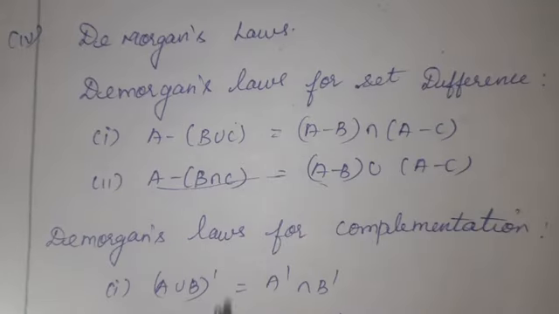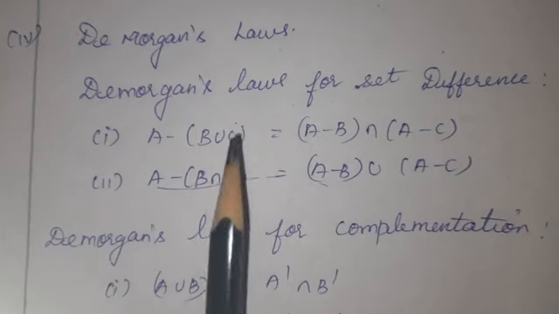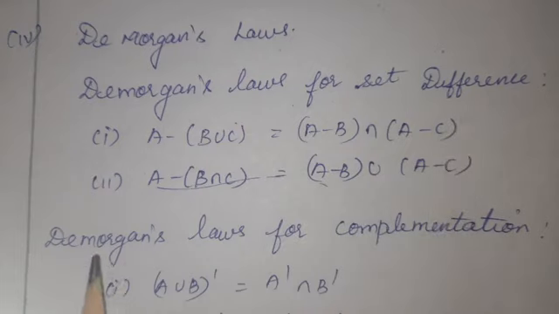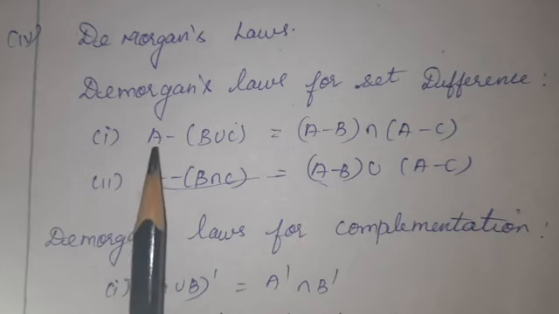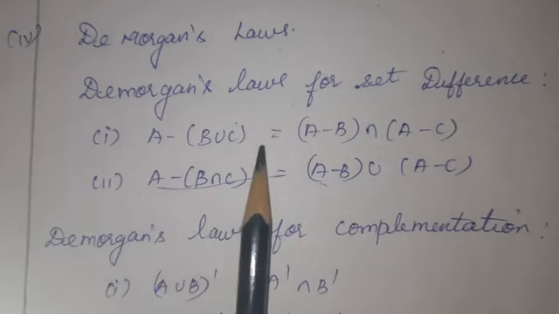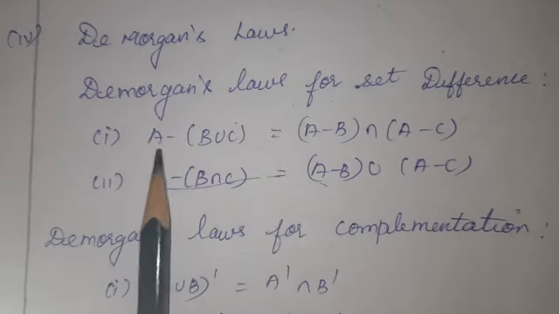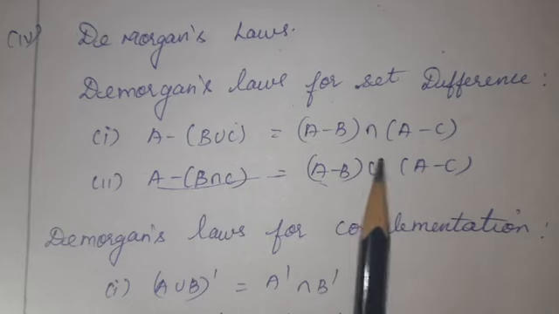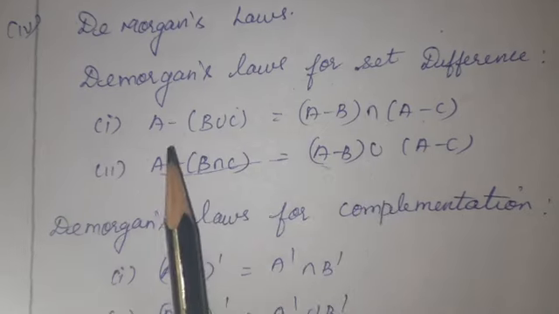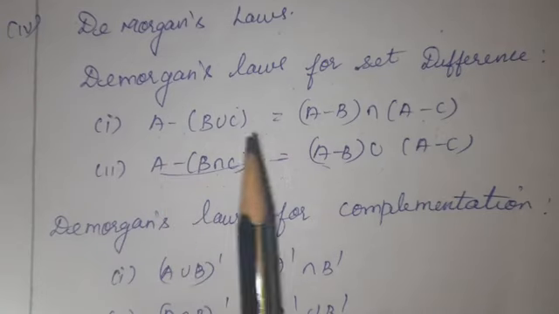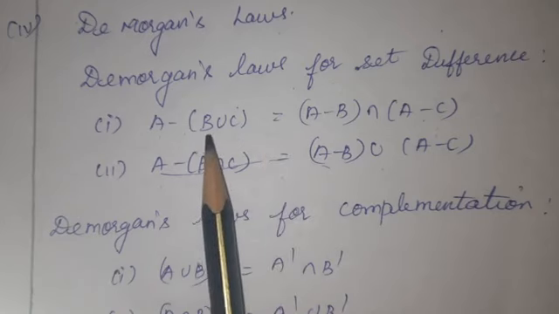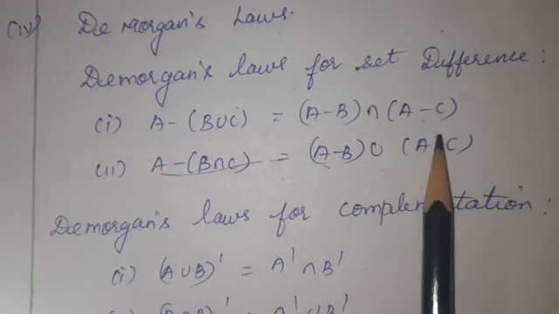Next formula is De Morgan's law. We are using two formulas: De Morgan's laws for set difference, and De Morgan's laws for complementation. What is set difference? A difference (B union C) is equal to, the same way you multiply, A difference B. Here they gave union, no? The reverse you should take: intersection, A difference C. Once again, repeat. A difference (B union C) is equal to (A difference B) intersection (A difference C).